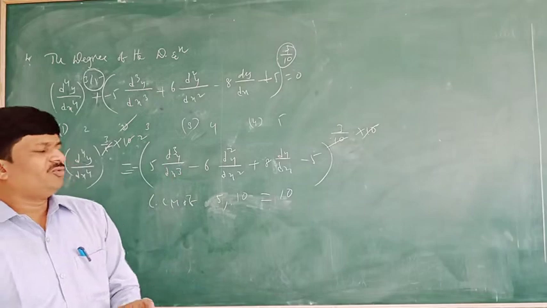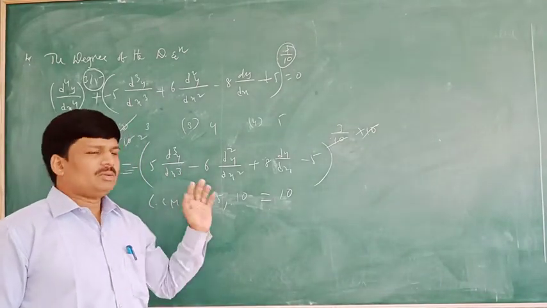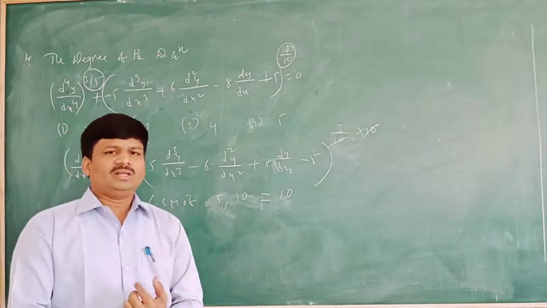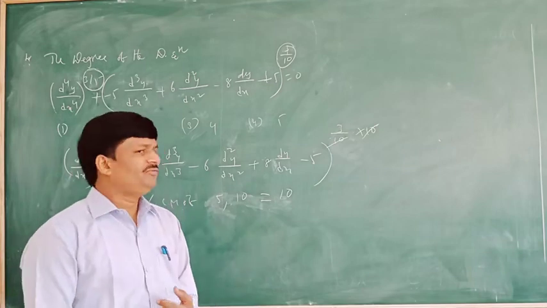Up to question number 4, what is given here? Only order and degree are given. So I hope you understood about order and degree. You have to solve the remaining questions. Now I am going to solve the next question, the 5th question.